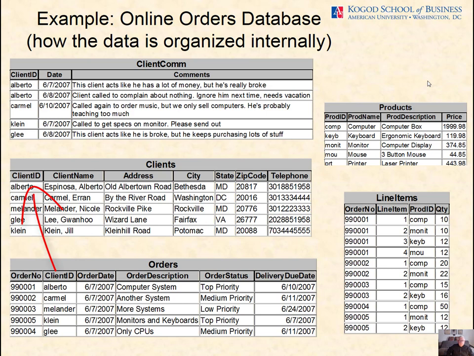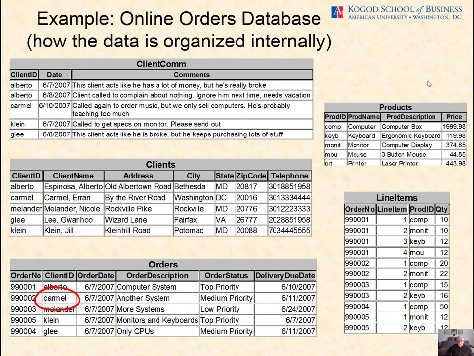In the clients table, the client ID is the client record. So if we want to find a client's information, we go to the clients table and we find that client. In the orders table, the client ID is the ID of the client who placed the order. So now, in order to place an order, you have to have a client ID. And that client ID has to be valid. Where do we validate the client ID? We validate the client ID in the clients table. So for example, client ID Carmel comes and wants to place an order, 990002.